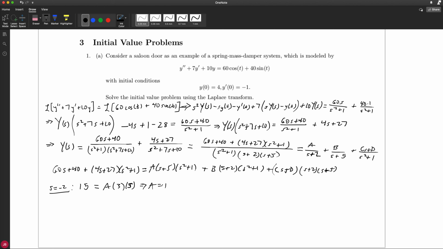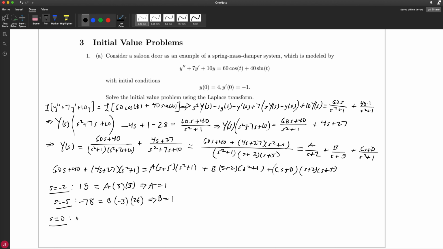Okay, now let's try s equals -5, because that will knock out this term and this last one as well, so I'll be able to solve for b. So plugging in -5, I get -78 equals b times... Now plug in -5. -5 plus 2 is -3. And then -5 squared is 25 plus 1 is 26. And you'll notice that this is b times -78 has to equal -78, so b is also 1. That's nice.